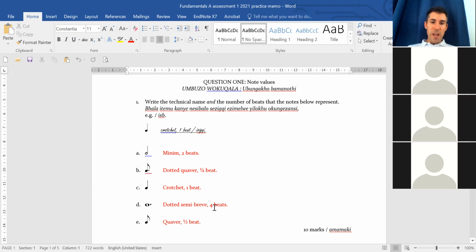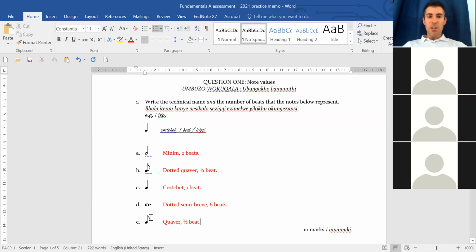And sorry, this should actually read here 6 beats, not 4. That should be 6 beats. Okay. Why is this one 6 beats? Can you tell me? It's got a dot, which is half its value. Yeah, so if we took the dot away, it would be 4. The dot tells us we need to add half, and half of 4 is 2. So 4 plus 2 is 6.